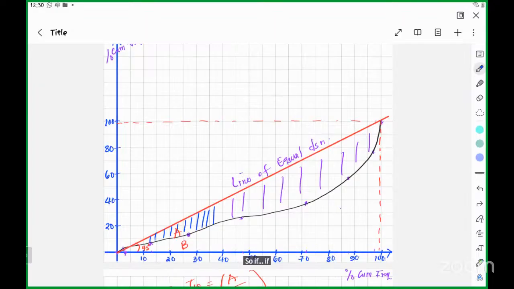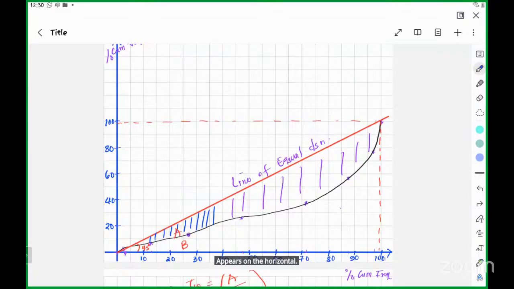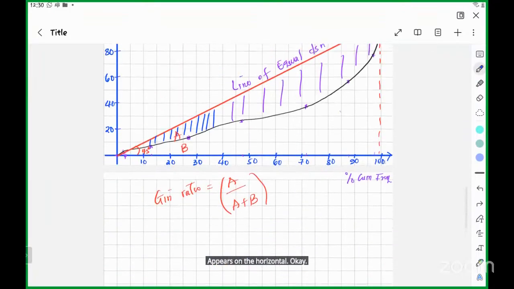Like when I was starting, I told you it's a unique curve where cumulative frequency appears on the horizontal. Did someone have a query?